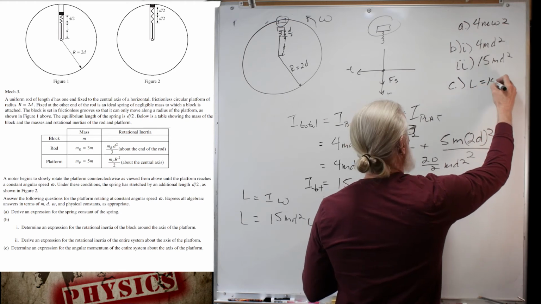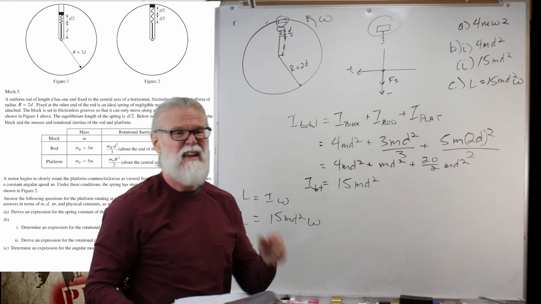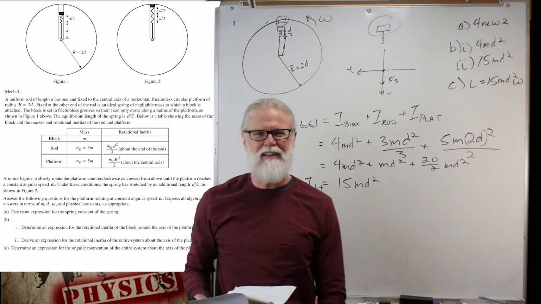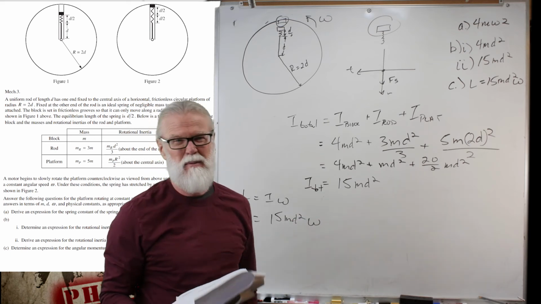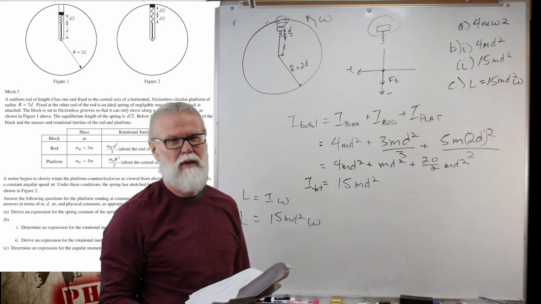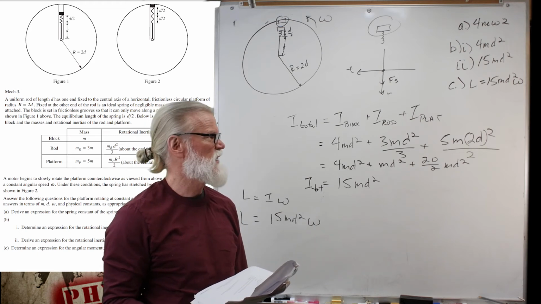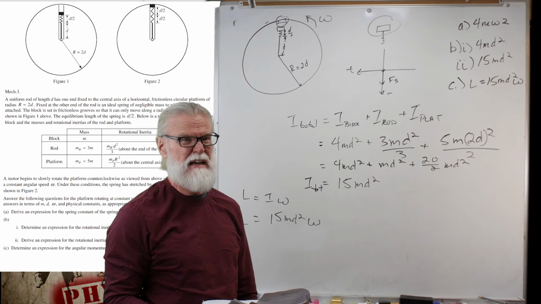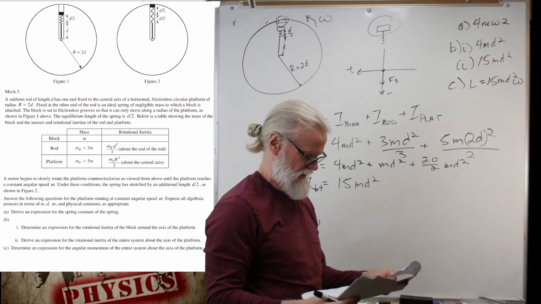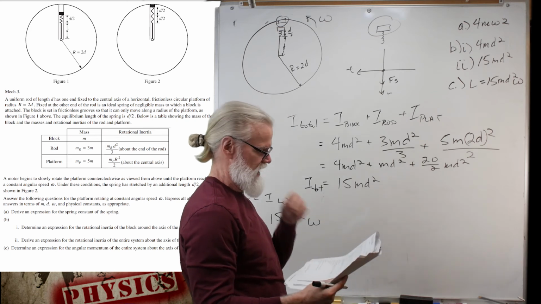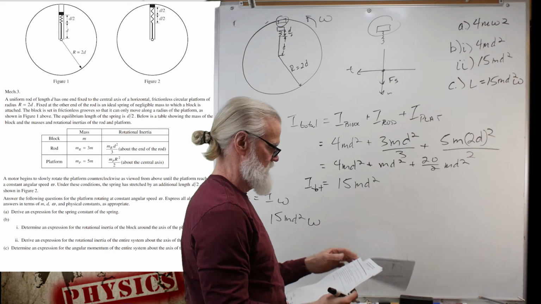Angular momentum is 15 md squared omega. Okay, now that was pretty easy, and you should start thinking, well, maybe they're leading me down a path to solve something else. Maybe they're giving me a hint. Or maybe they're being dastardly and leading me down the wrong path. We'll see what the College Board is up to here.